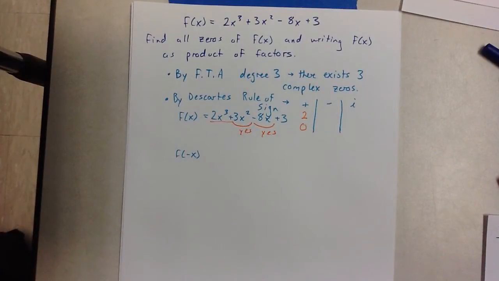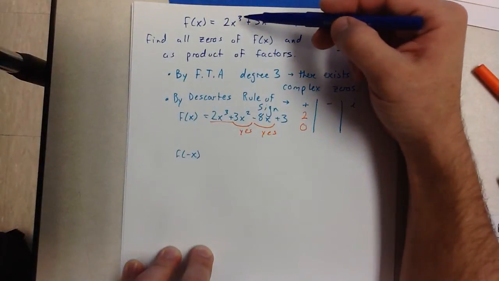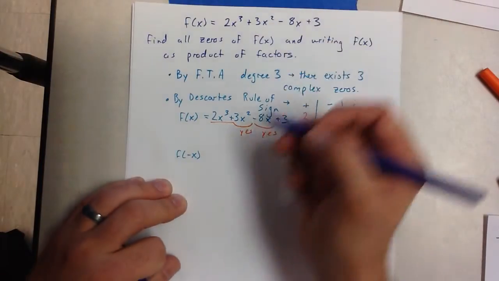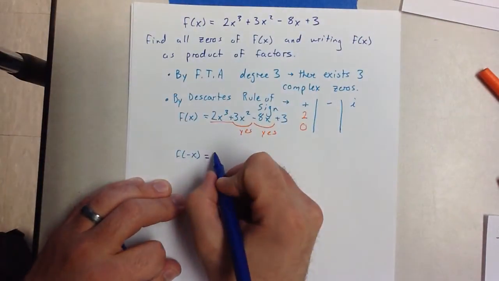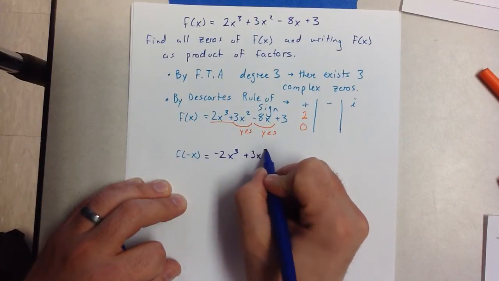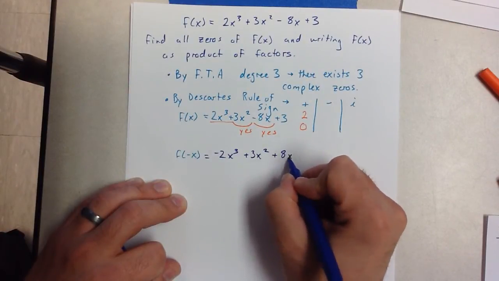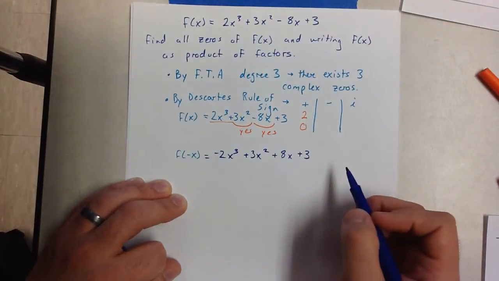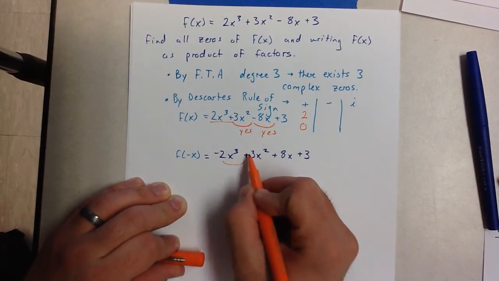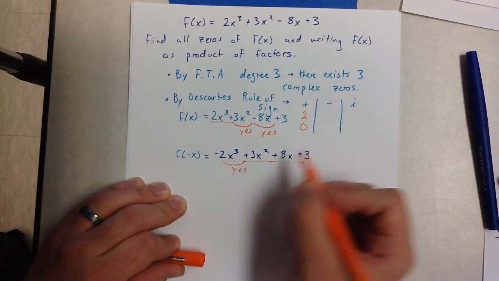So looking at f of negative x. In the previous video, any odd exponent, our sign changes. Any even exponent, the sign stays the same. So the positive 2 would become negative 2x cubed. Our 3 remains positive. 8 would become positive. And our constant always stays the same. So in this, sign changes. Let's see. Negative, positive, yes. Positive, positive, no. Positive, positive, no. It's only one sign change.